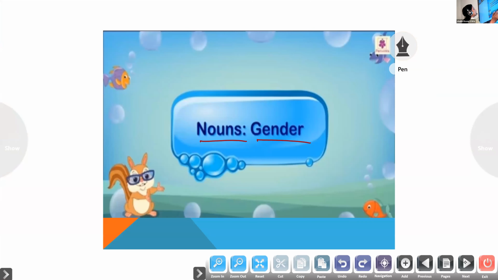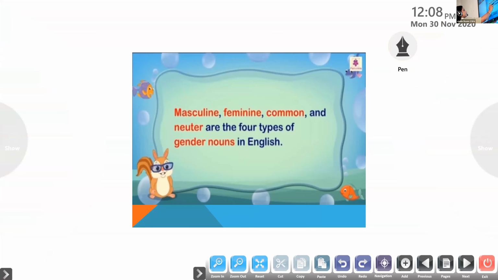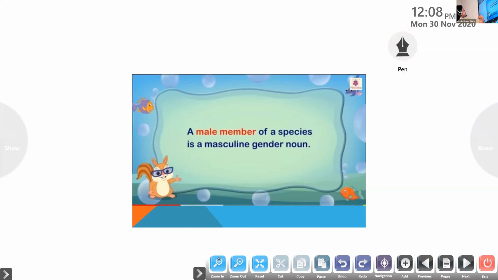As we all know, there are four types of genders. The first one is a masculine gender. All of you say after me: masculine gender. The second one is a feminine gender. Feminine gender. Third one is a common gender. And the fourth one is a neuter gender. Let's move on to the detailed study of it.